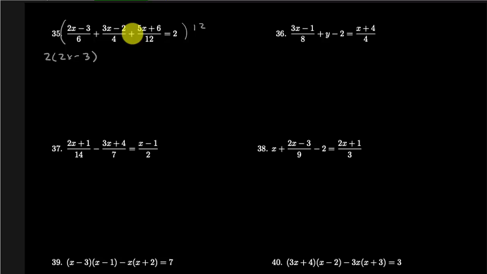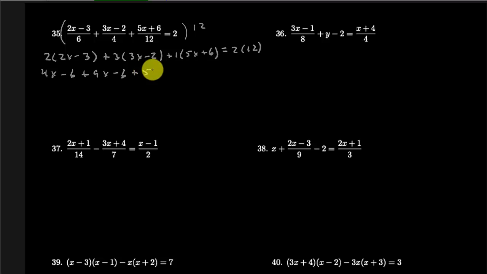4 goes into 12 3 times, so that's plus 3 times 3x minus 2. 12 goes into 12 1 time, so that's plus 1 times 5x plus 6. And then we've got equals 2 times 12. So that's going to give us 4x minus 6 plus 9x minus 6 plus 5x plus 6 equals 24.